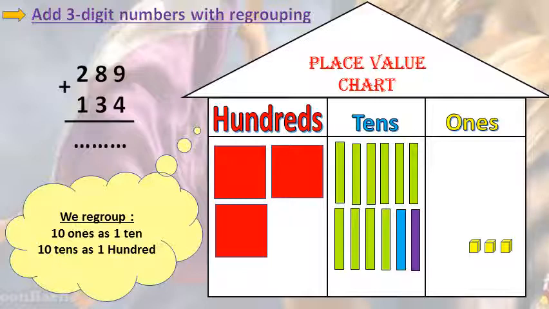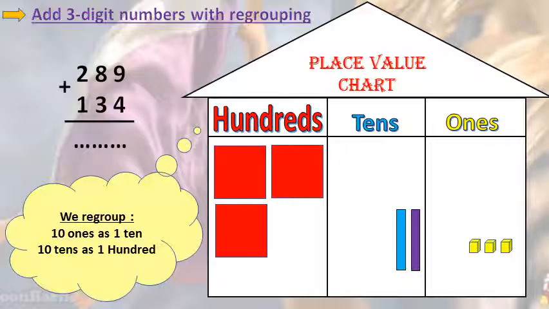Okay, how many tens do we have here? 1, 2, 3, 4, 5, 6, 7, 8, 9, 10, 11. Can I keep them in the tens room? No, I'm going to regroup the tens to the hundreds as 100. So I'm going to take 10 tens from the tens room and regroup it into 100.